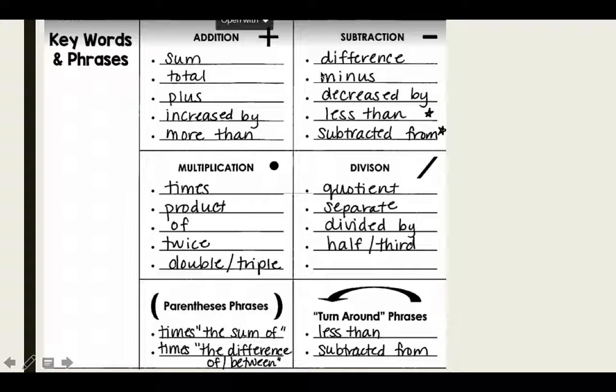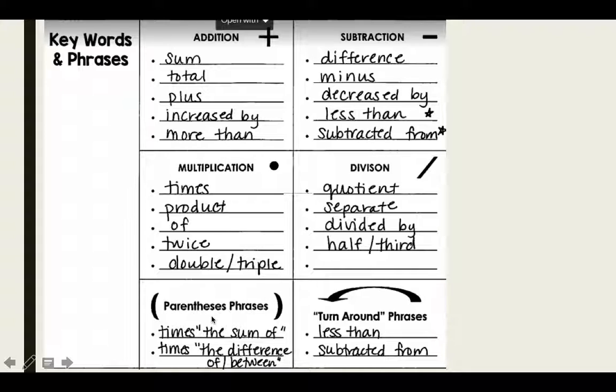Most of these are straightforward. They're going to say the sum of x and 7, x plus 7. The difference of y and 13, y minus 13. The product of 3 and y, 3 times y. Times, product of, twice, so 2 times, double, triple would be for multiplication. Division: quotient, separate, divided by, half would be just divided by 2, a third would be divided by 3.